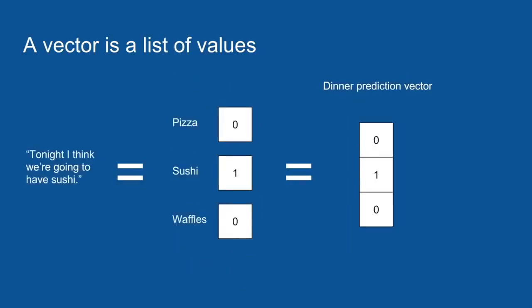So we can make a one-hot vector for our prediction for dinner tonight. We set everything equal to 0 except for the dinner item that we predict. So in this case, we'll be predicting sushi.